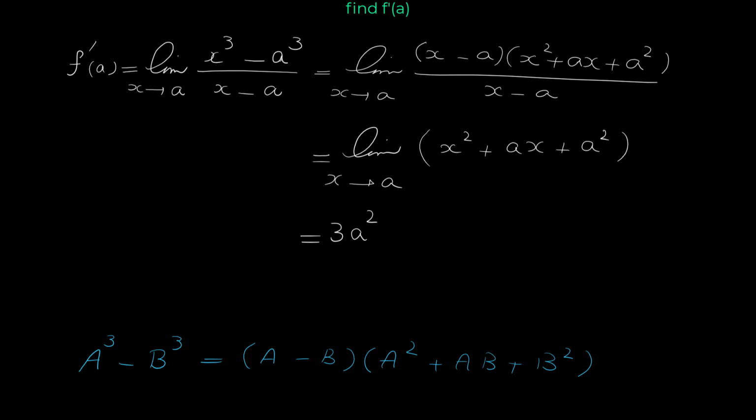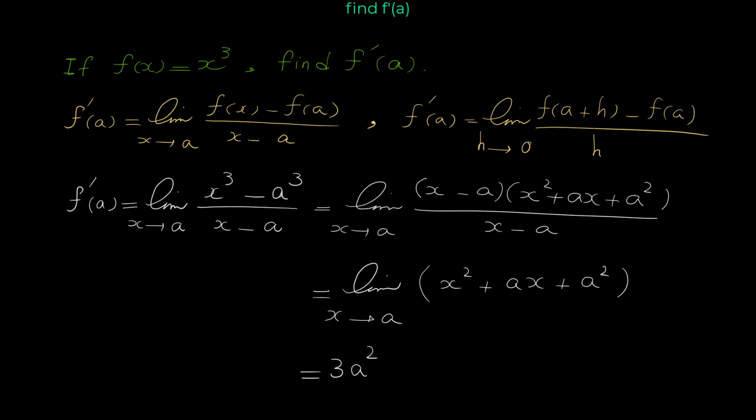So what is f prime of a? 3a to the 2. If you are familiar with the derivative rules, probably you know that the derivative of x to the 3 is 3x to the 2. And if we plug in a for x, it would be 3a to the 2. That's the reason we got this answer. But here, the purpose of this video is to find f prime of a with the definition of derivative, not with derivative rules.